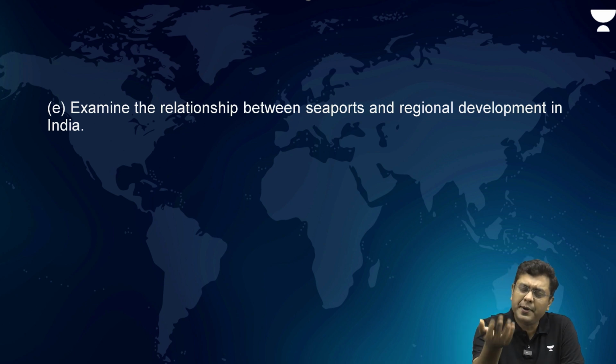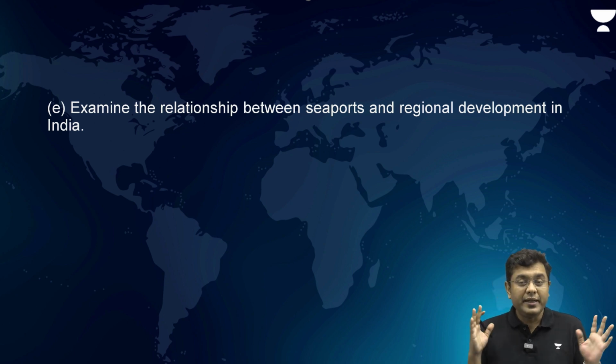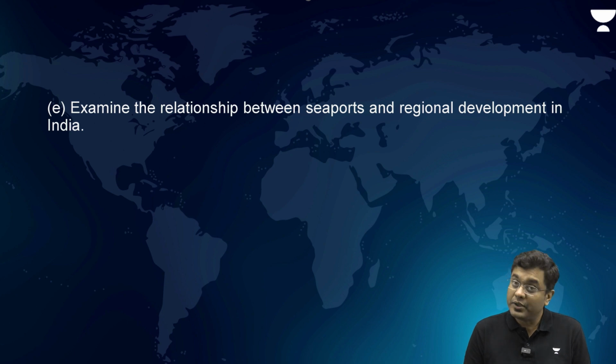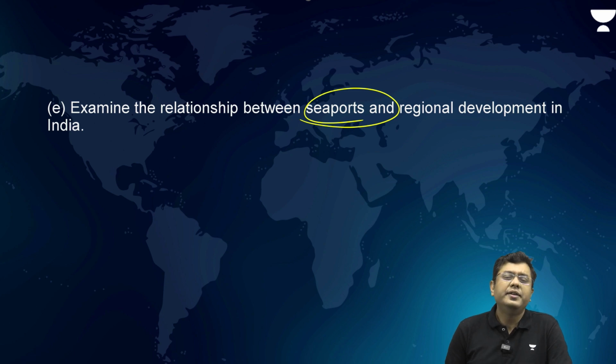You can give the example of Haldia region, you can give the example of Paradeep, the example of Mumbai, the example of industrial development in Goa, the example of Kamrajar and Ennore in the region of Chennai, so Tamil Nadu. So, that entire example you can give. So, relationship between seaports: wherever you will have seaports, there will be more industrialization.